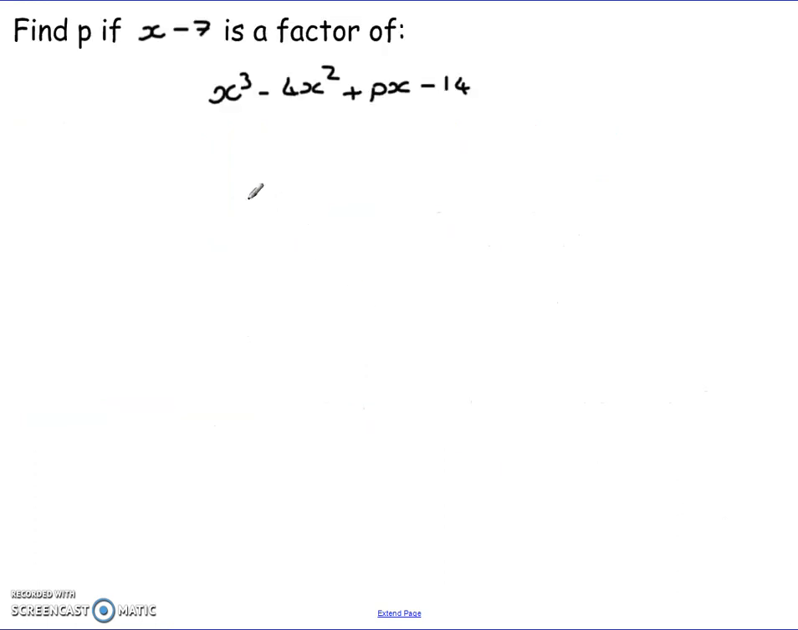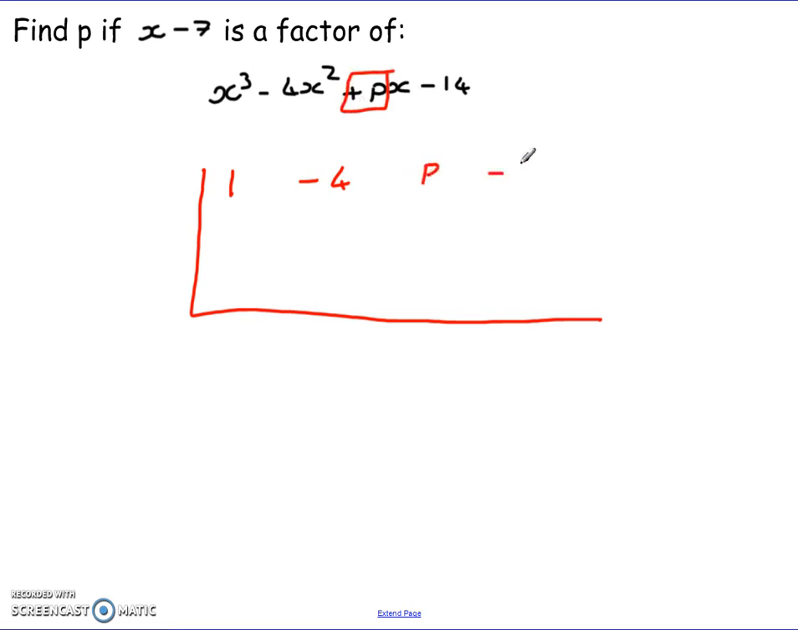The last one was this. Find p if x minus 7 is a factor of this one here. One like this, we could still set it up the exact same way. So we still set it up with our synthetic division, and we still set up our coefficients. The only difference being in the x one, my coefficient now is going to be this whole unknown part. So my coefficient is going to be the p. And I've then got my negative 14 there.